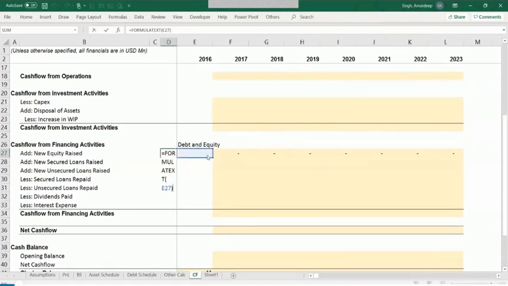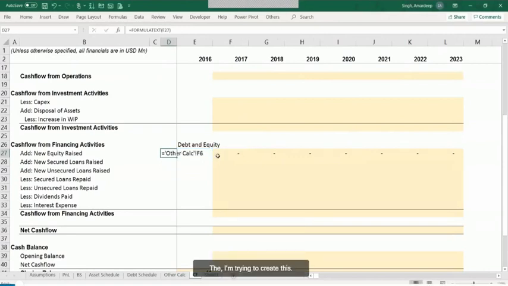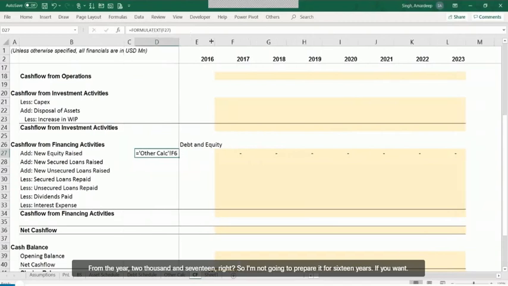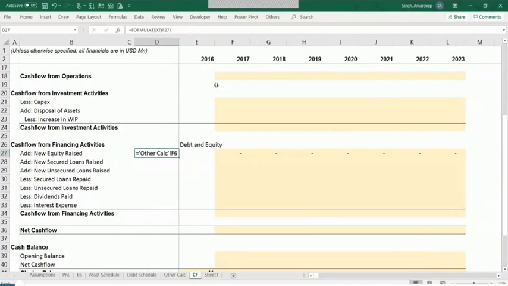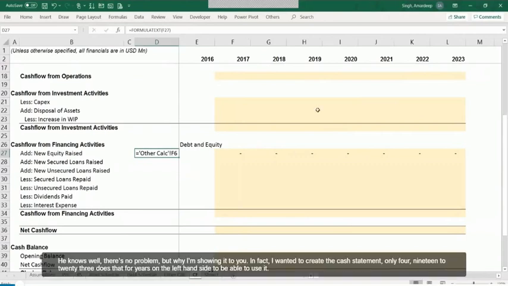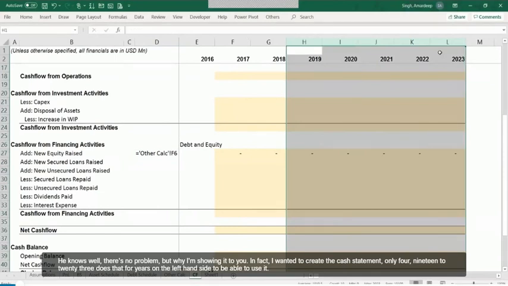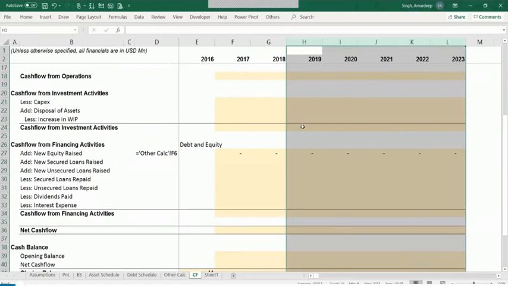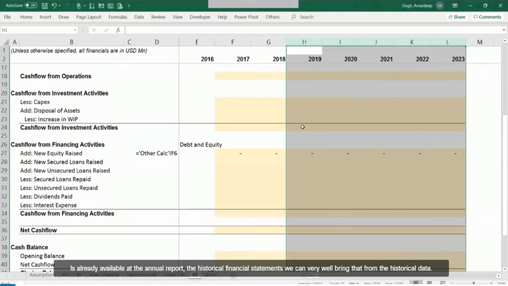I'm trying to create this cash flow statement from the year 2017 onwards, right? So I'm not going to prepare it for 16 here. If you want, we can do that for 16 as well. There is no problem. But why I'm showing it to you, in fact, I wanted to create the cash flow statement only for 19 to 23. It is just that we have got 2 more years on the left hand side, so we're going to use it. Otherwise, in the financial model, I'm more interested to look at how the future looks like because the historical cash flow statement is already available with us in the annual report in the historical financial statements. We can very well bring that from the historical data as well, right?